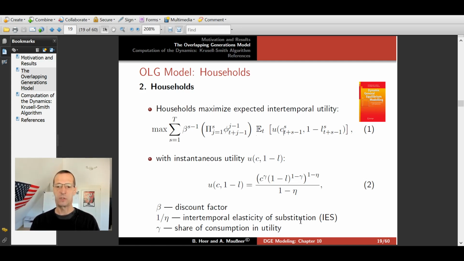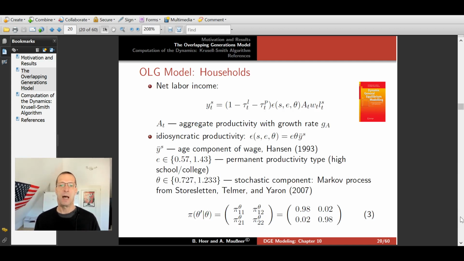And we set an intertemporal elasticity of substitution equal to 1/2, corresponding to a value of eta equal to 2. The working household receives net labor income (1 minus tau L minus tau P) times epsilon times A times WL. Now, A is our aggregate labor productivity, which grows at an exogenous rate gA, which we will calibrate to equal 2% annually. And our individual productivity epsilon is affected by the age H, a permanent productivity type E, and an idiosyncratic component theta.